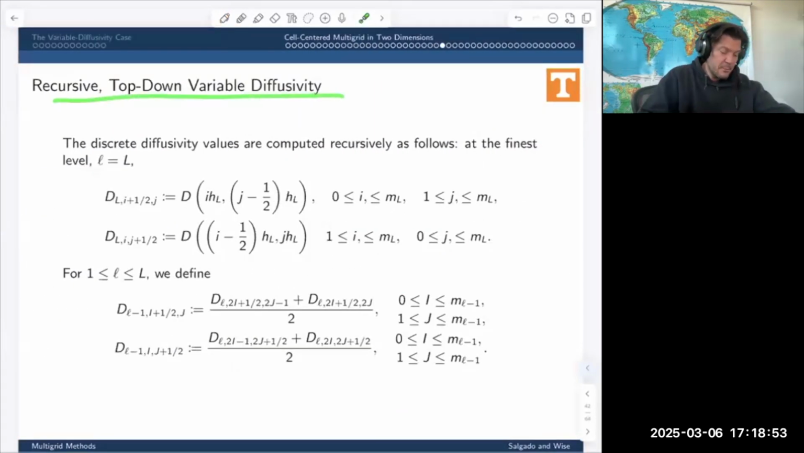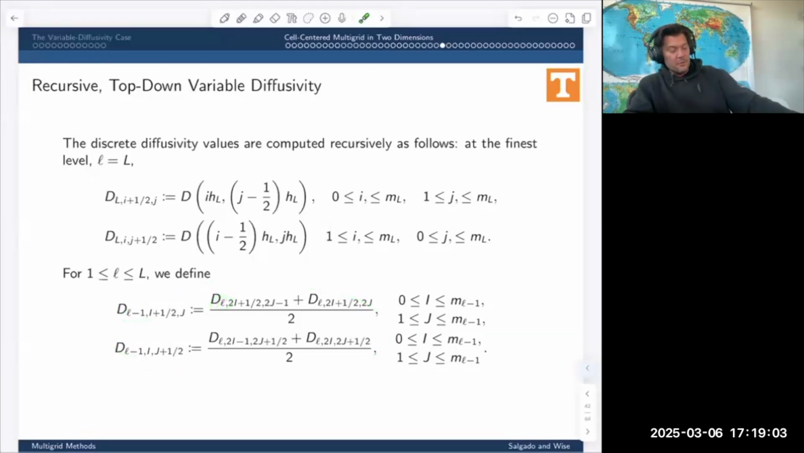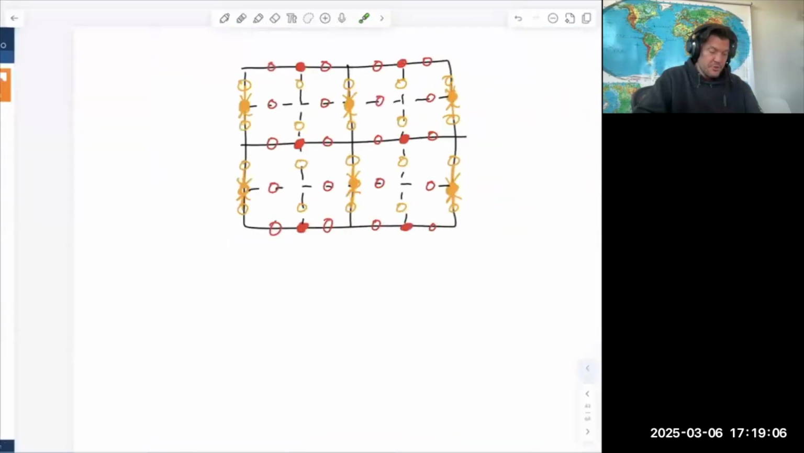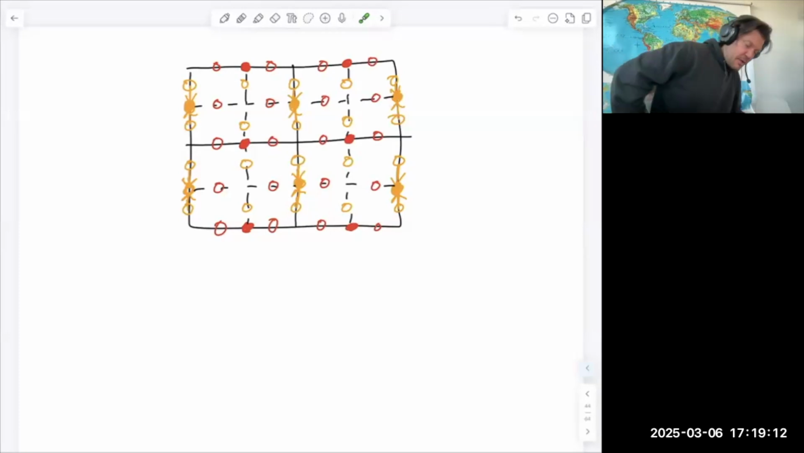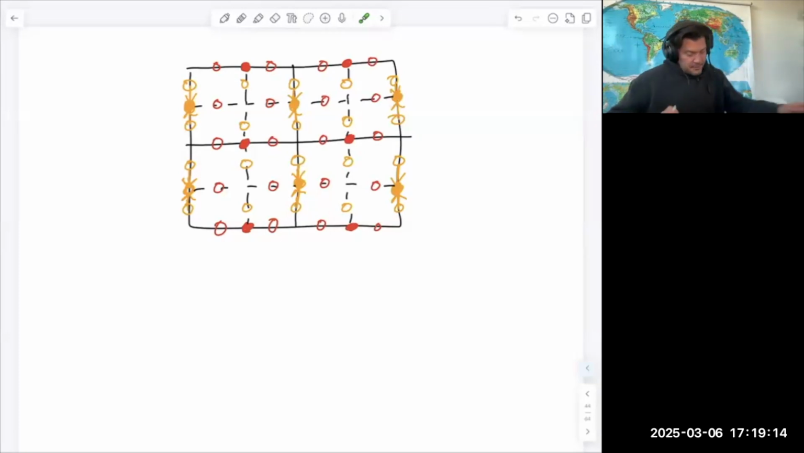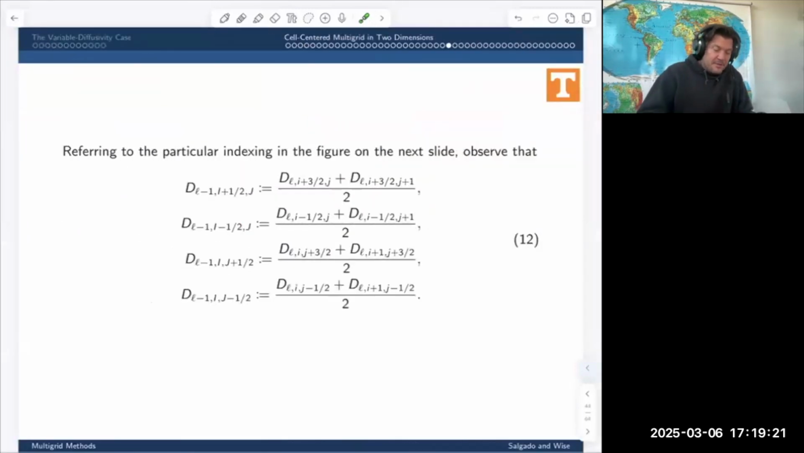Recursive top-down variable diffusivity. You define it on the finest level, and then at the coarse levels, you're going to use the fine level information, for example, level L going to level L minus 1 to fill the coarse levels. So the procedure is explained right here through this nice picture. I wish I could just turn this picture into a TikZ plot. Hint, hint to you guys out there. This explains exactly what's happening with these formulas.